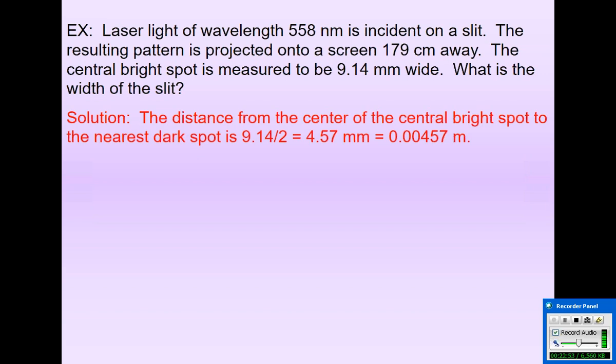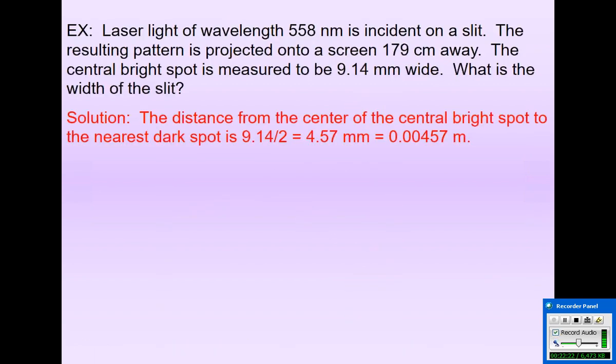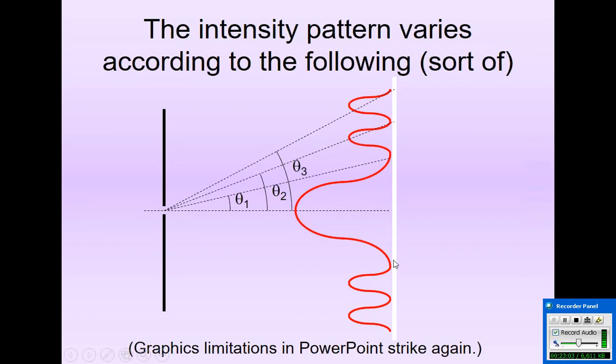It says the bright spot is measured to be 9.14 millimeters wide. Let's make sure we understand that. When I say that the bright spot is 9.14 millimeters wide, I mean the length of the spot from the dark spot on its right to the dark spot on its left. I measure that distance, and that would be the width of the central spot.